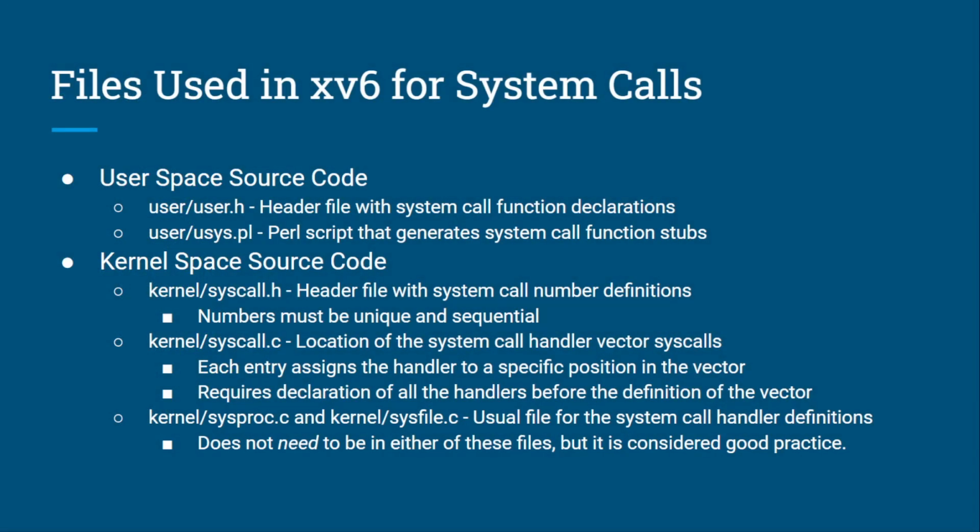So let's take a look at what's next. So we've talked about these 4 files. These 4 files are critical for creating a system call. These 2 files here are not necessarily critical, but they're important.